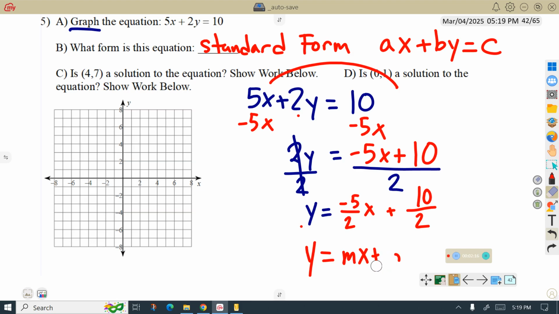Now the last thing that I could do to kind of simplify this a little bit more is we would try to break down the fractions. This fraction is irreducible though, so it'll stay as negative 5 over 2. But this is not irreducible, okay? 10 divided by 2 is 5.